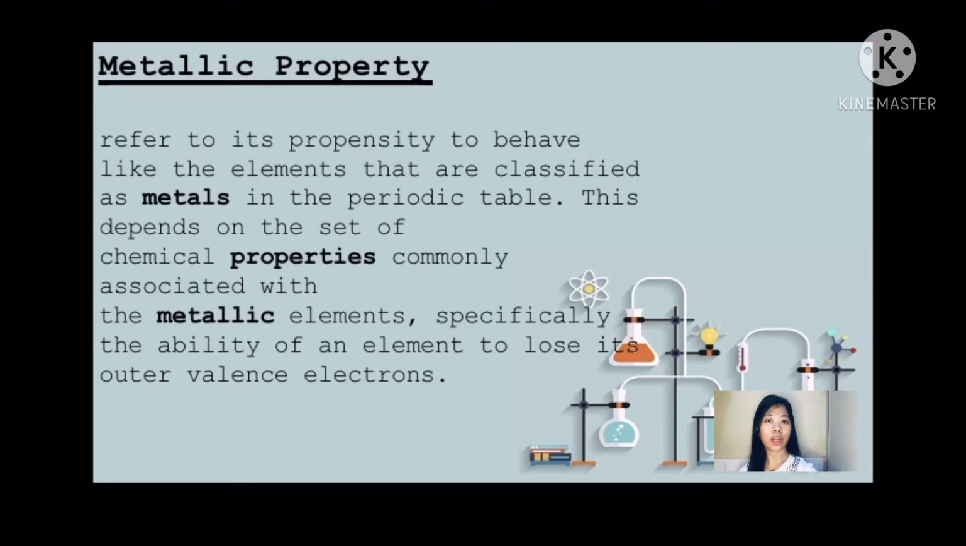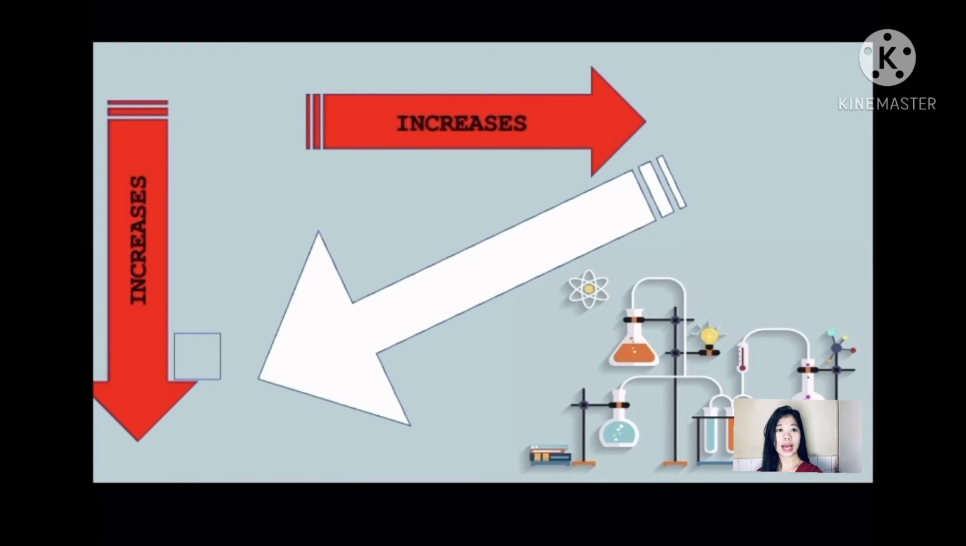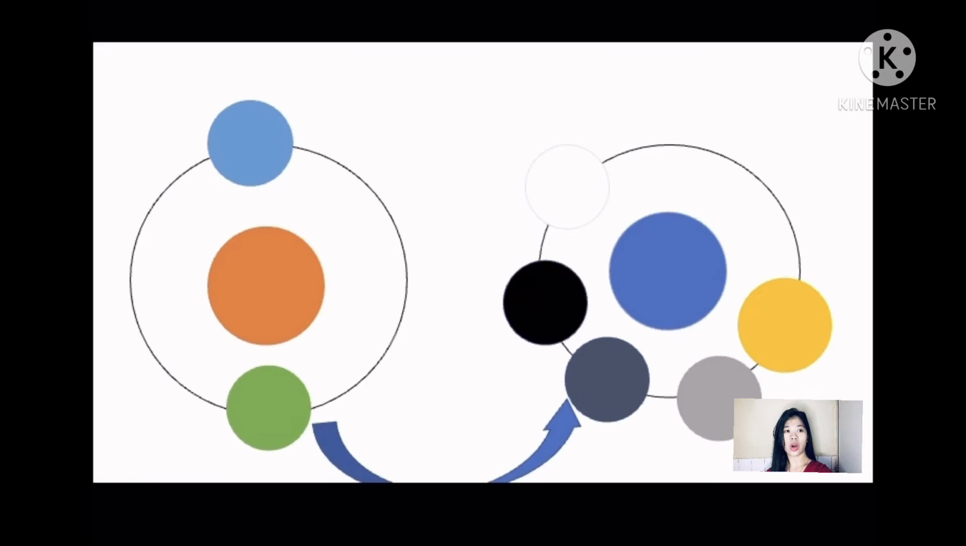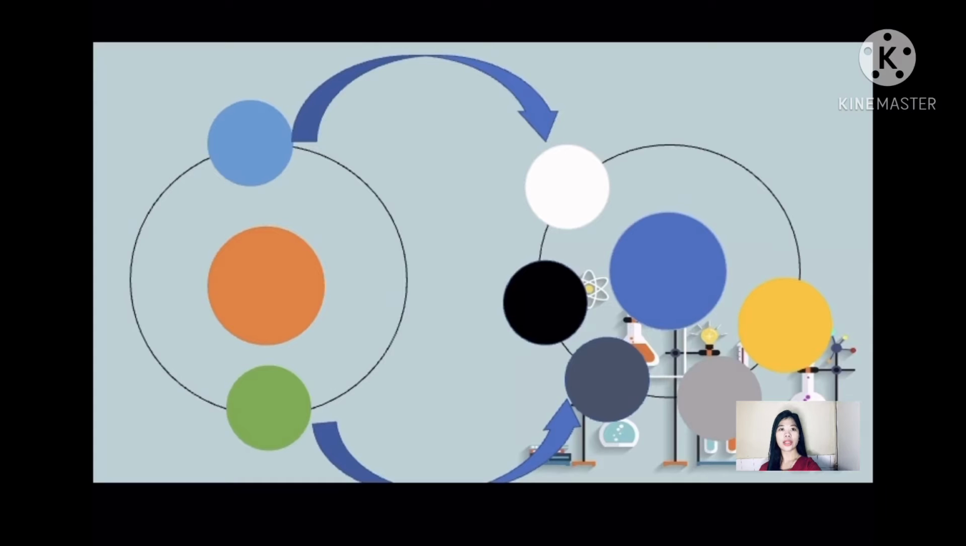So next is metallic property. Metallic property refers to an element's propensity to behave like the elements that are classified as metals in the periodic table. We can notice that the most reactive metals are placed in the lower left of the periodic table, since it increases going down and going to the left. Many draw it diagonally to make it easy.